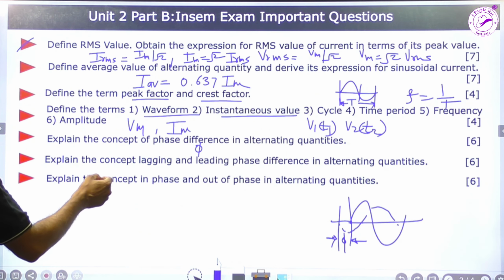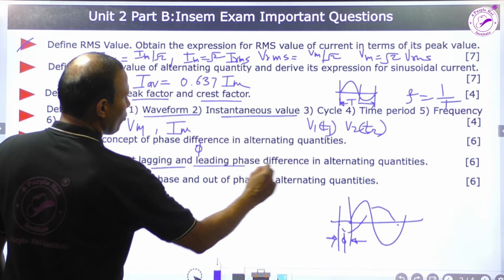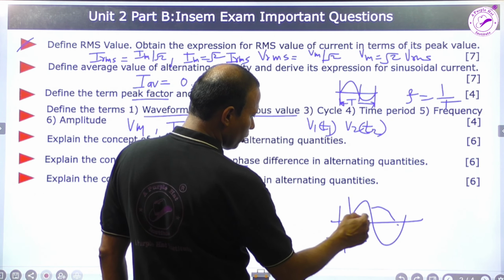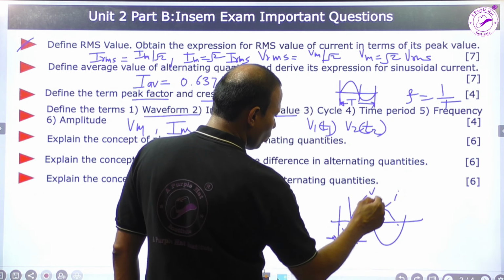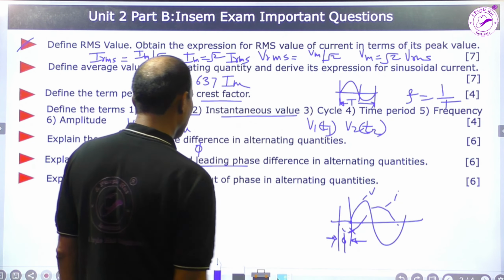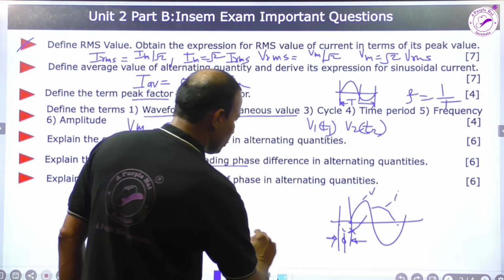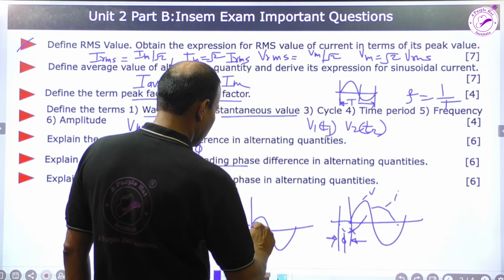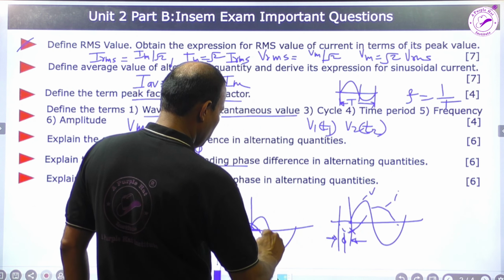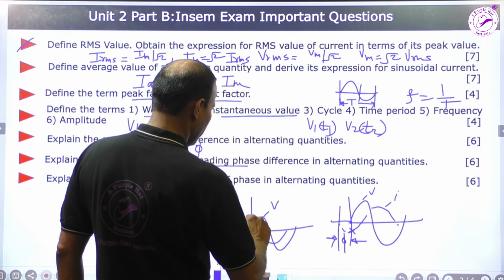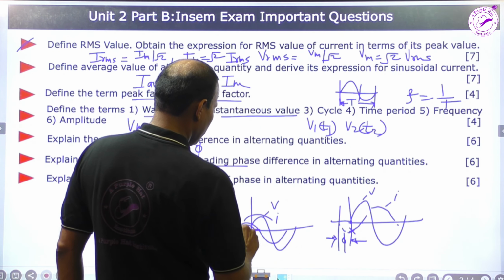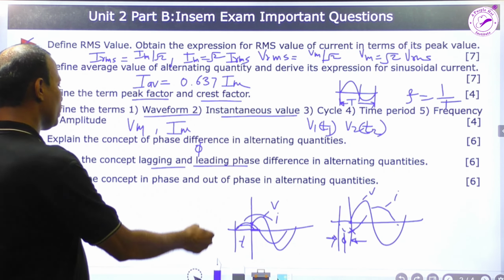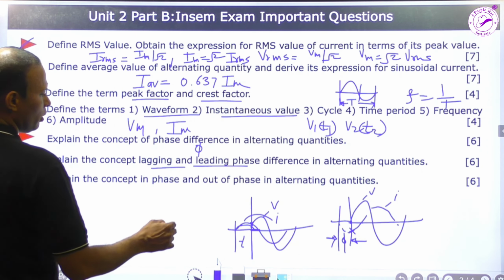Another question, explain the concept of lagging and leading phase difference. Yes, this is lagging phase difference because at t equal to 0, suppose this is voltage and this is current I, the current has some negative value. This is called lagging phase difference. Leading phase difference means, suppose this is voltage V and this is current I. When t is equal to 0, the current has some positive value, so this is called leading phase difference.